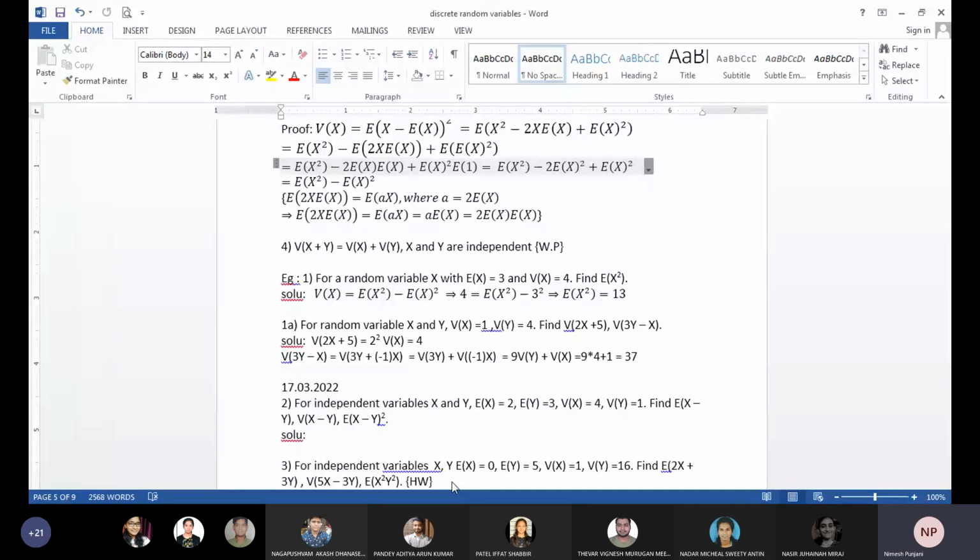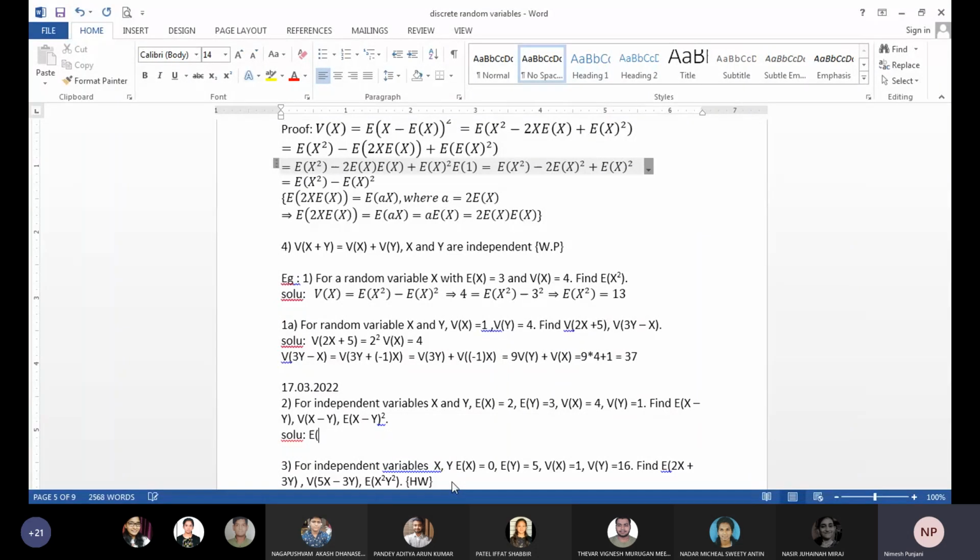Expected value of x is 2, expected value of y is 3, variance of x is 4, variance of y is 1. We have to find expected value of x minus y, variance of x minus y, and expected value of x minus y the whole square. These are the three things which we have to calculate.